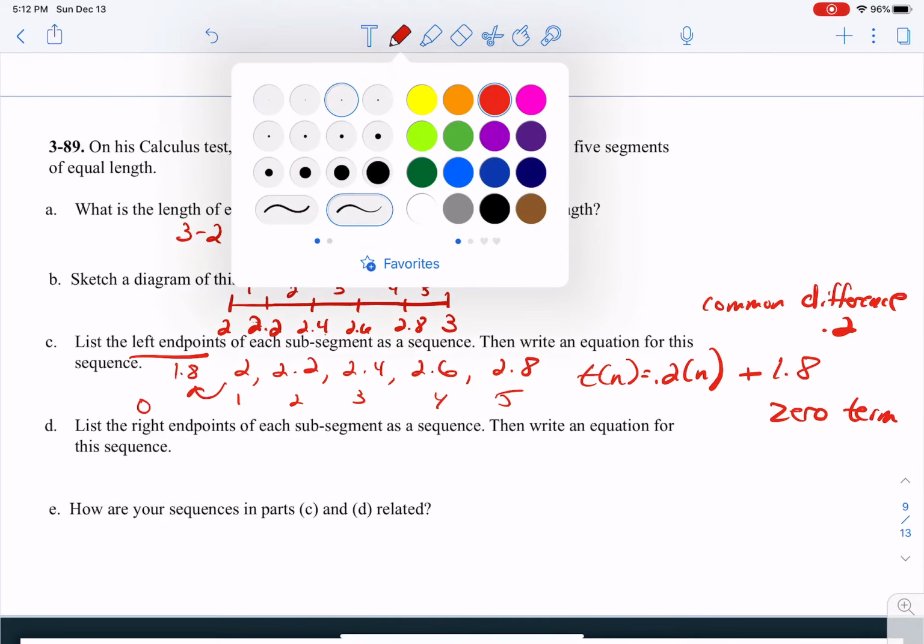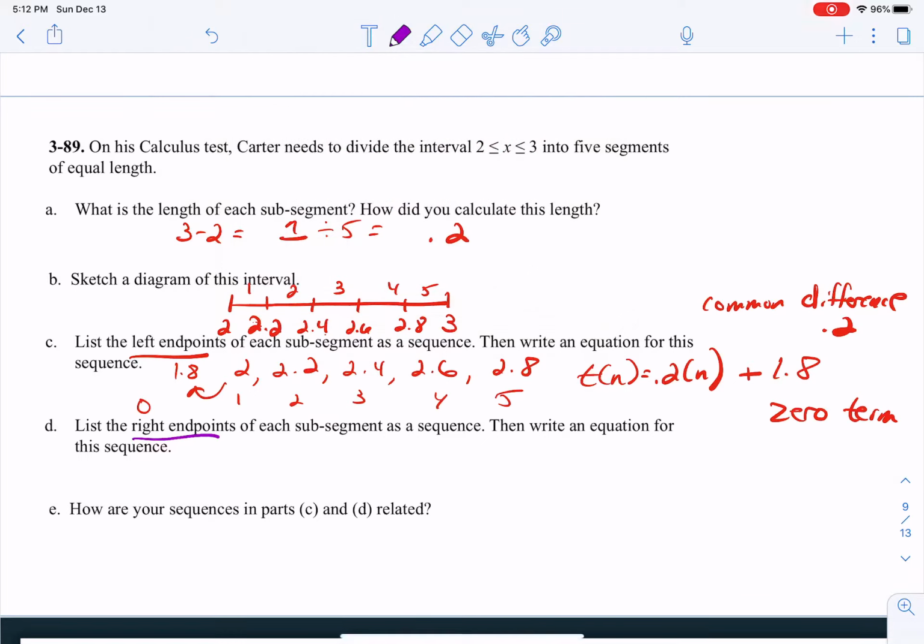If I list the right endpoints of each subsegment, my first segment, second segment, third segment, fourth segment, and the right endpoint of my fifth segment, and I want to write an equation for this sequence, again, I'm incrementing by the same common difference, but my zero term in this case would be 2.